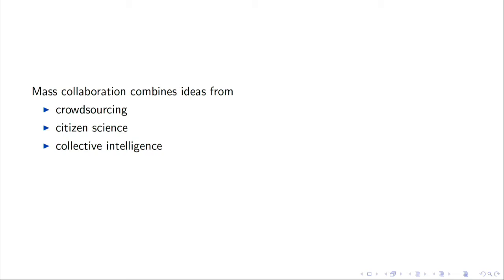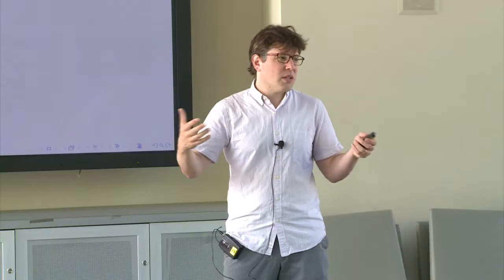And then the third thing that I think mass collaboration draws from is research about collective intelligence. Collective intelligence is largely about how we can organize groups of people to work together to do things that are as if intelligent. And so I'm going to blend all of those together, and I'm going to refocus them much more on what I think is important for social science research, less about what's important for governments or companies.